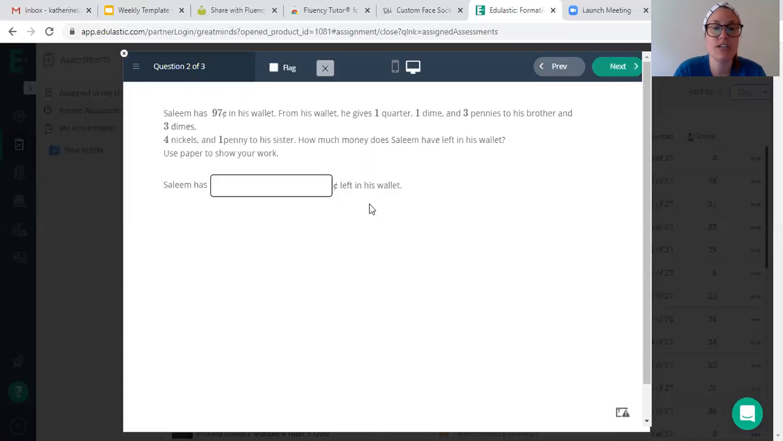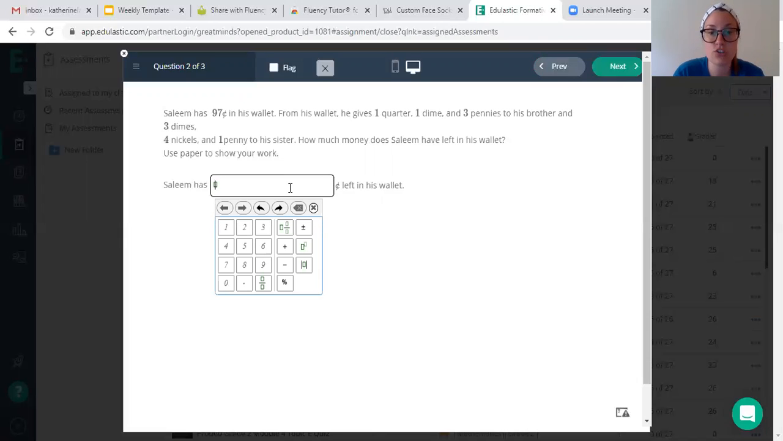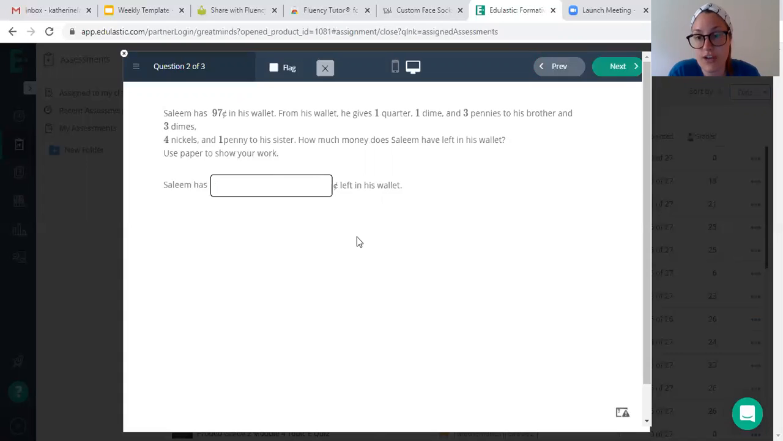Okay? When you're done, again, that little symbol for cents is already here. You don't have to worry about it. You only have to write how much he has left in his wallet. So what's the value of what he has? Use those numbers. Type them in. Okay? Make sure you've got something in that box, and then you can click next.